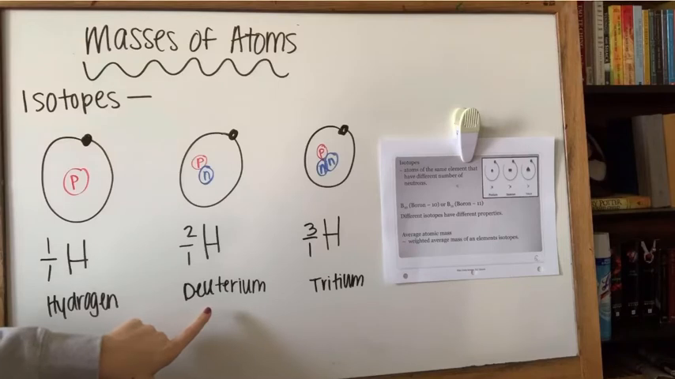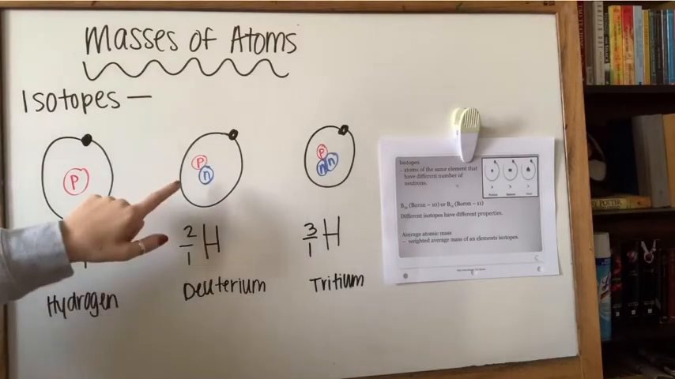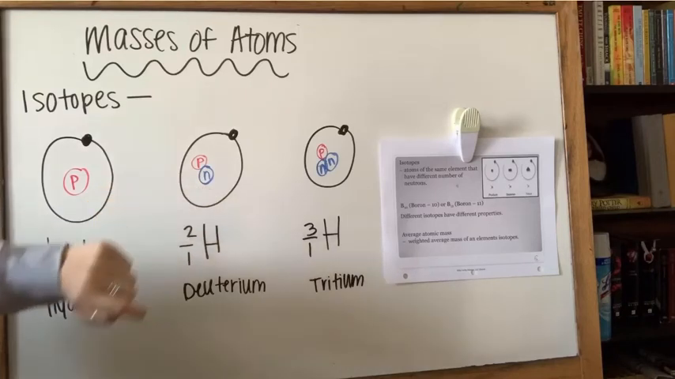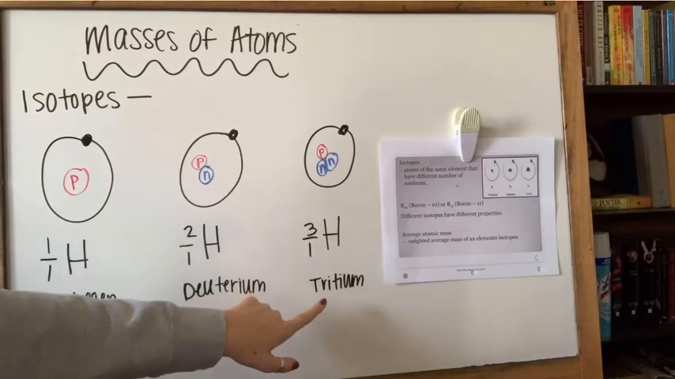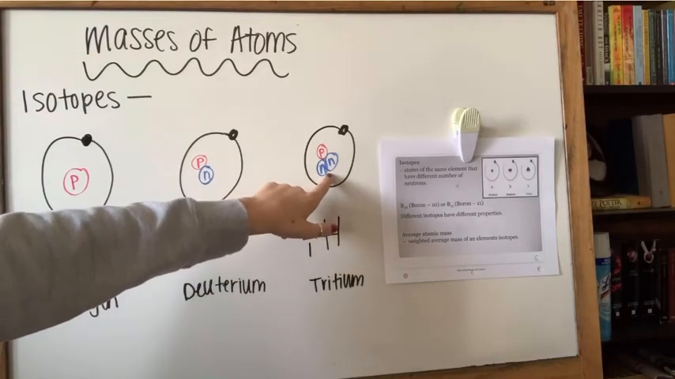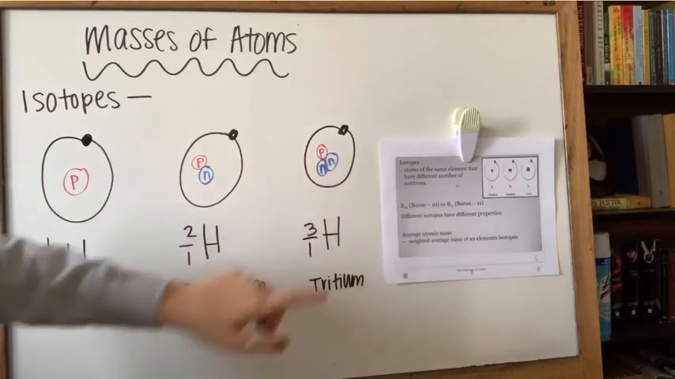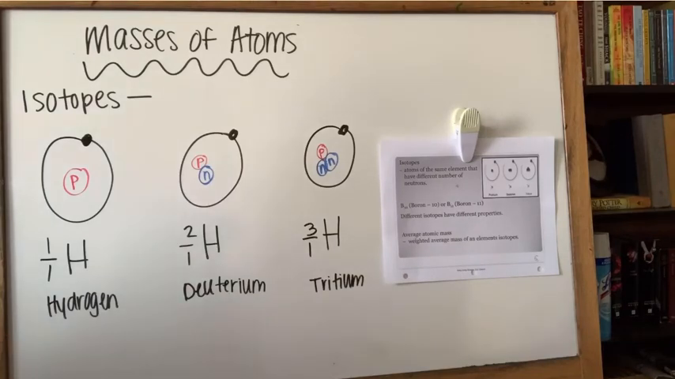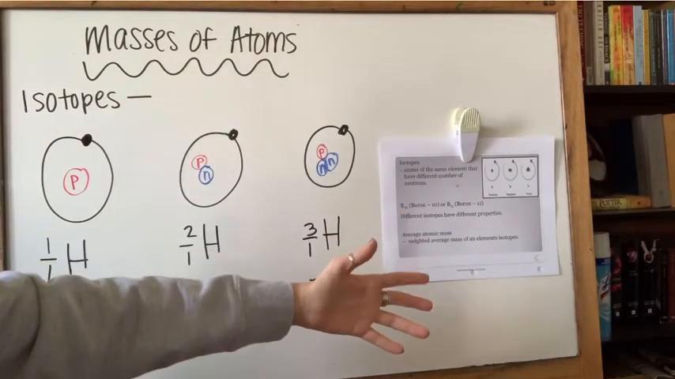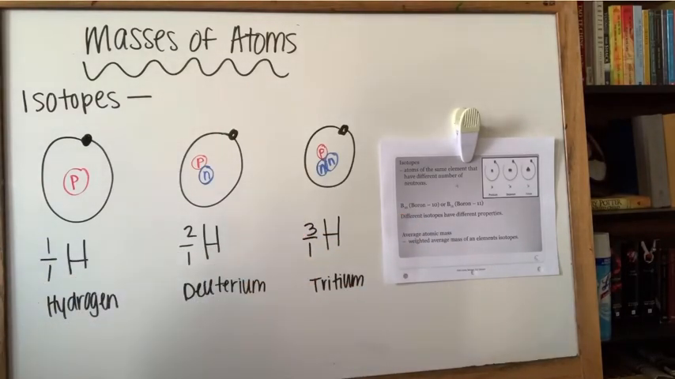Here we have deuterium, where we have 1 proton and 1 neutron. And then we have tritium, which is where we have 2 neutrons and 1 proton. And hydrogen isn't the only element with isotopes. For example, over here, it shows you in your slide, boron 10 or boron 11. So these different isotopes can have different properties.